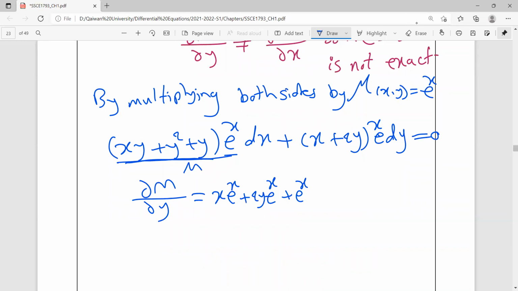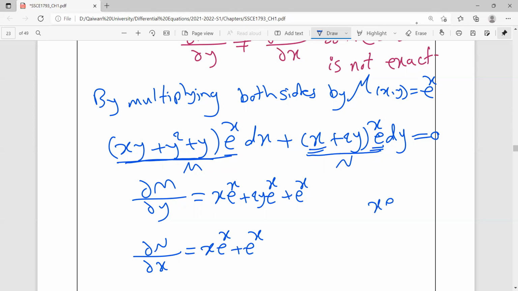Now we are trying to find the derivative of n with respect to x, partial n by partial x. It equals, here we have x times e^x. We apply the product rule. If you have two functions which are multiplied, then the derivative is first times derivative of the second plus second times derivative of the first. So we get x times e^x plus e^x.